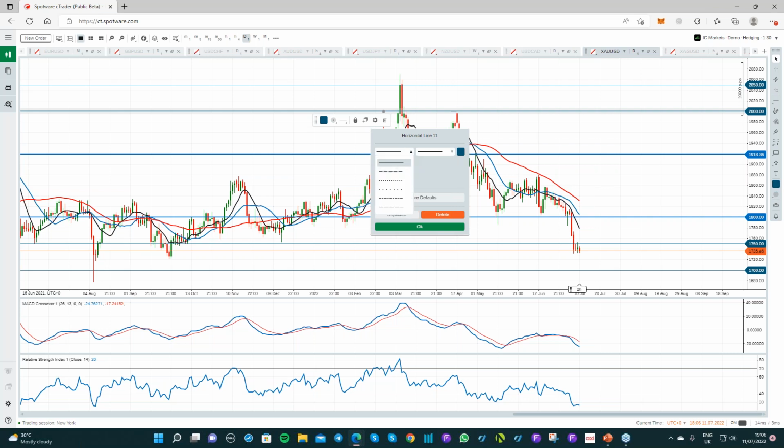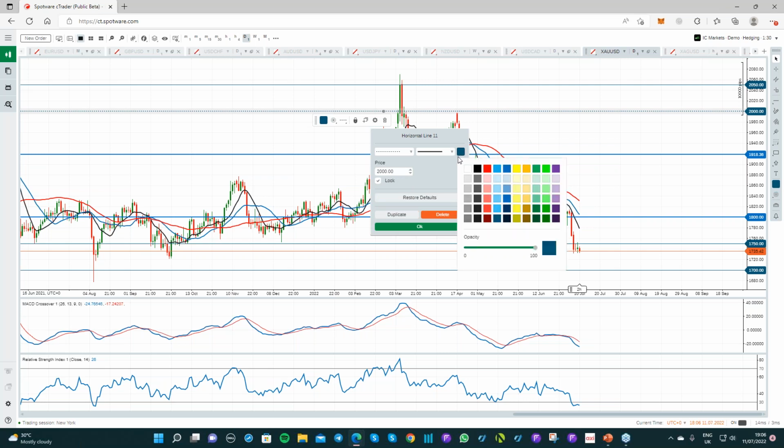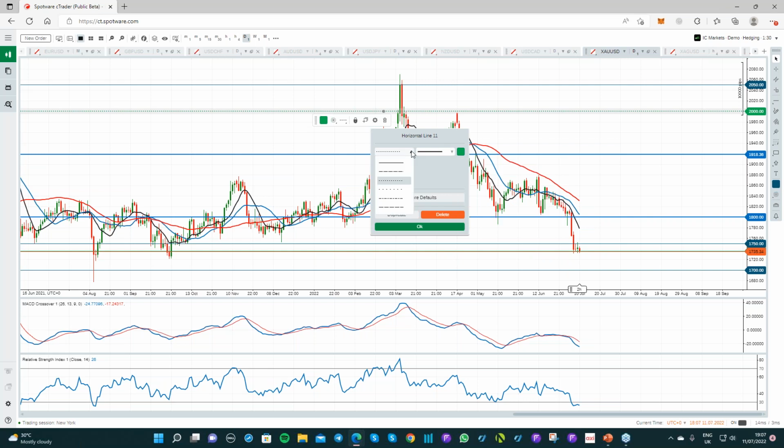I can change the line style, so whether it's a dotted line or a dashed line or anything like that. And I can also change the line color. So if you want to have some kind of key, perhaps you want your support lines to all be red and your resistance lines to all be green or something like that, then you can change the color of those.